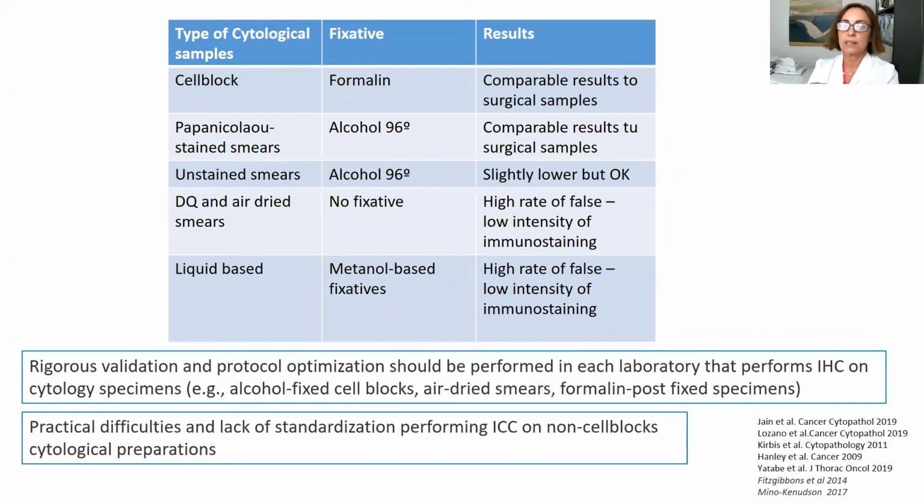This is a table that summarizes the type of cytological samples and fixative results. So cell block is no problem, it's formalin, and we have no problem with the results. Papanicolaou-stained smears are fixed in alcohol 96, and we get comparable results to surgical samples. Other stained smears are also fixed in alcohol 96, and are okay in our experience, a little bit lower in results because we don't know the cells we want to analyze. So it's more straightforward to use Papanicolaou because we know the cells we want to analyze.